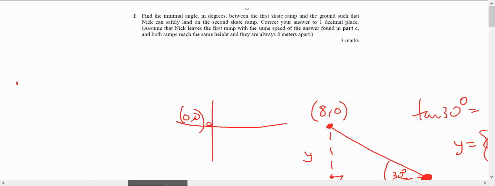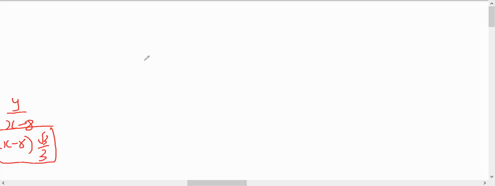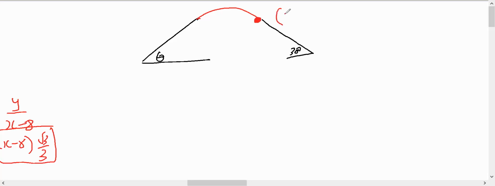And lastly, find the minimum angle between the first gate and the ground such that Nick can safely land. Okay, so now I have this as being theta, and that's 30 degrees, but it doesn't really matter what that is, because what I would like to do is find the angle theta that has Nick landing exactly there. So landing at (8, 0). Because if I take a theta value which is smaller, I'll need to double check whether I want bigger or smaller.